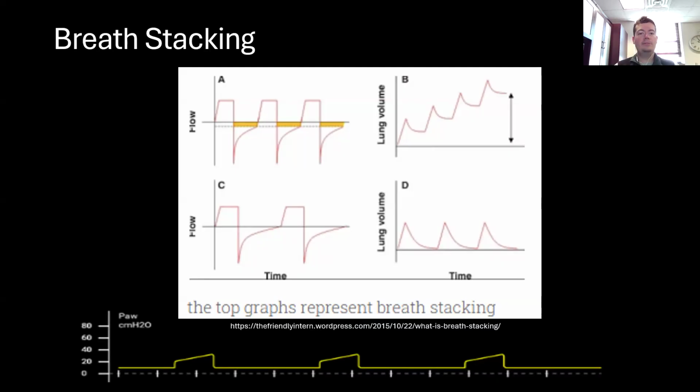Now, figures A and B represent breath stacking. On the flow waveform, you can see that the expiratory part of the wave does not return to zero before the next breath is pushed in. Consequently, you can see on the volume plot that the volume keeps increasing with each respiratory cycle. This is because after each breath, you haven't fully gotten the volume of the previous breath out, and the next one just stacks on top of it, and that keeps building on each other. If you see evidence of breath stacking, consider reducing the respiratory rate a bit more, because we want to give that patient even more time to exhale.